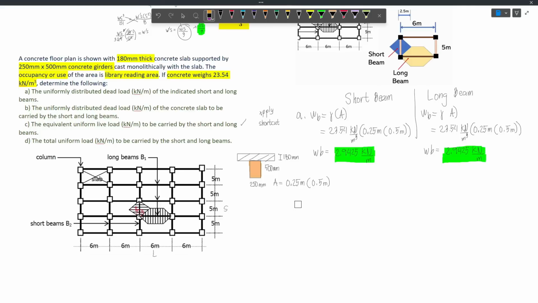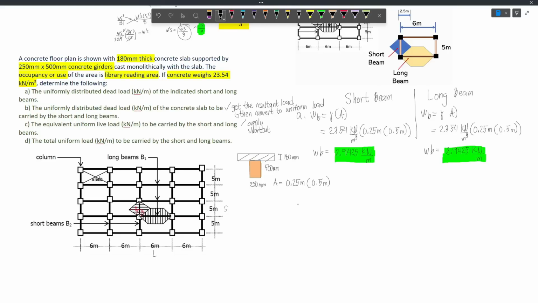For letter B, we won't be applying the shortcut. We will only apply that dito sa letter C. Kasi hindi naman kasi intensity yung gagamitin natin for letter B. Dito lang sa letter C. So dito, we will apply the shortcut. However, for this one, we need to first get the resultant load. And then after nyan, we will convert that into a uniformly distributed load.